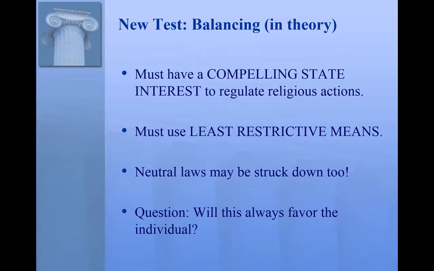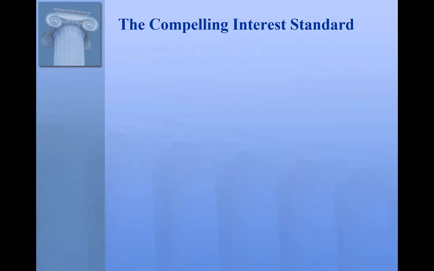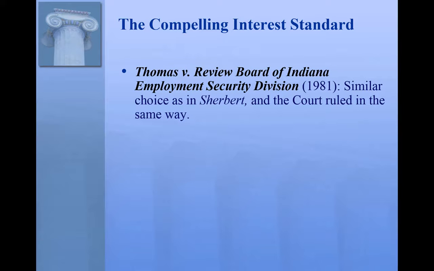I made a mistake there actually. The valid secular policy test is just the first part, really, the first prong, and then Sherbert comes along and adds compelling interest, and then adds a second prong called least restrictive means. So will this always favor the individual? Well, let's see.